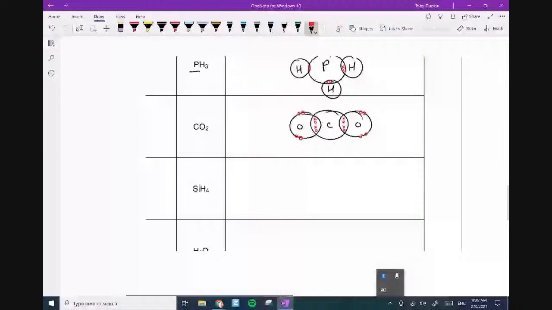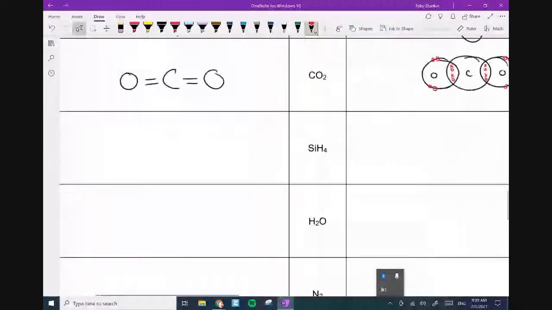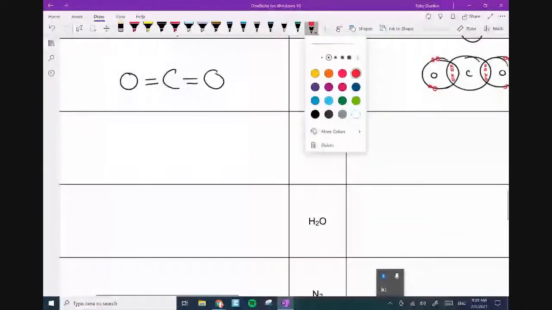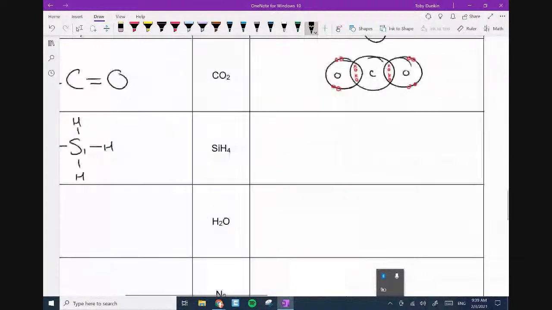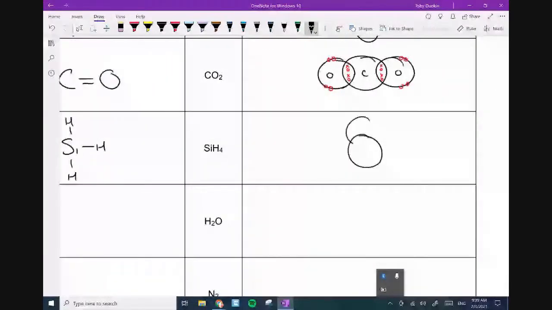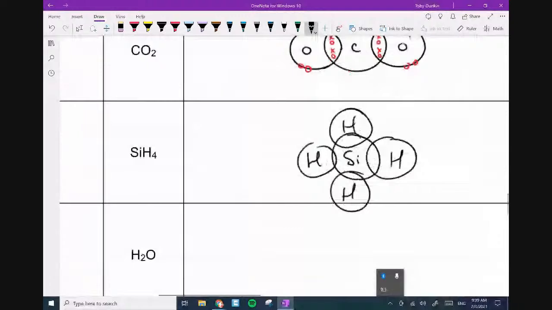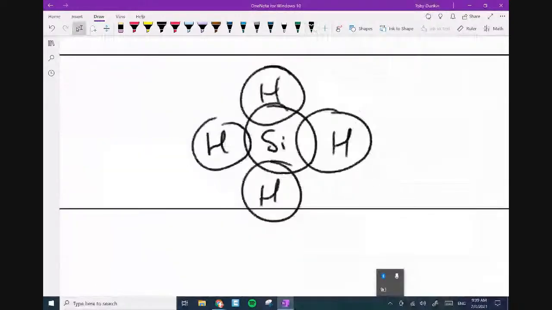Silicon tetrahydride. Ooh, it's in the same group as carbon. It's going to form 4 bonds. It's going to do the same thing that carbon is doing. Sticks, right, into circles, all single bonds. There we go. All single bonds. So in the gap is going to go, still lagging just a little bit. There we go. There we go, and I'm done.